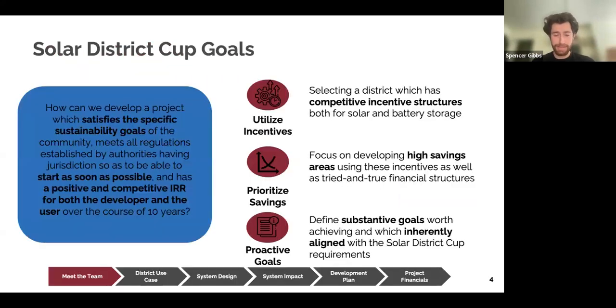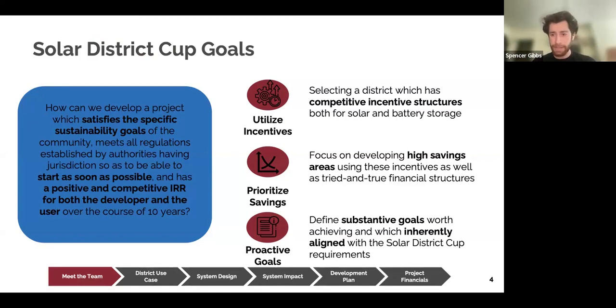Next slide, please. Wonderful. So just going through our development philosophy, what our goals were going into this. Obviously, we're not doing the University of Pennsylvania's campus. So we wanted to identify a district that has specific sustainability goals that we could try to achieve through our project. In addition to that, we also wanted to have a project that we could actually start as soon as possible, with friendly regulations that were in favor of being able to actually do this project.